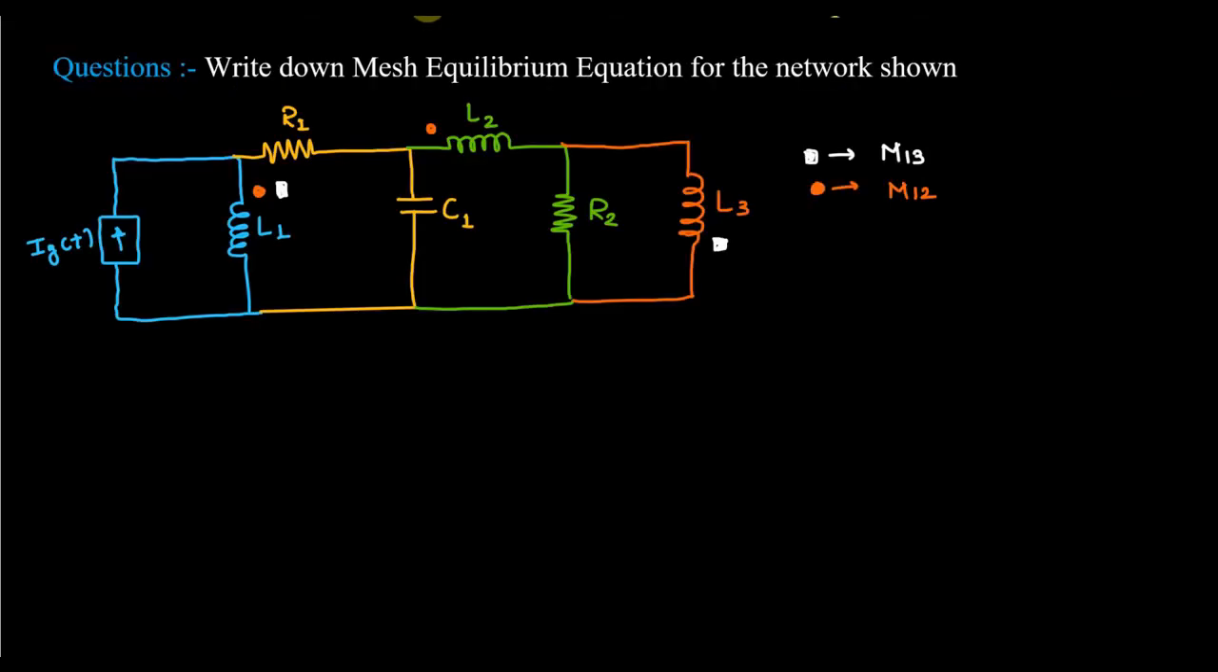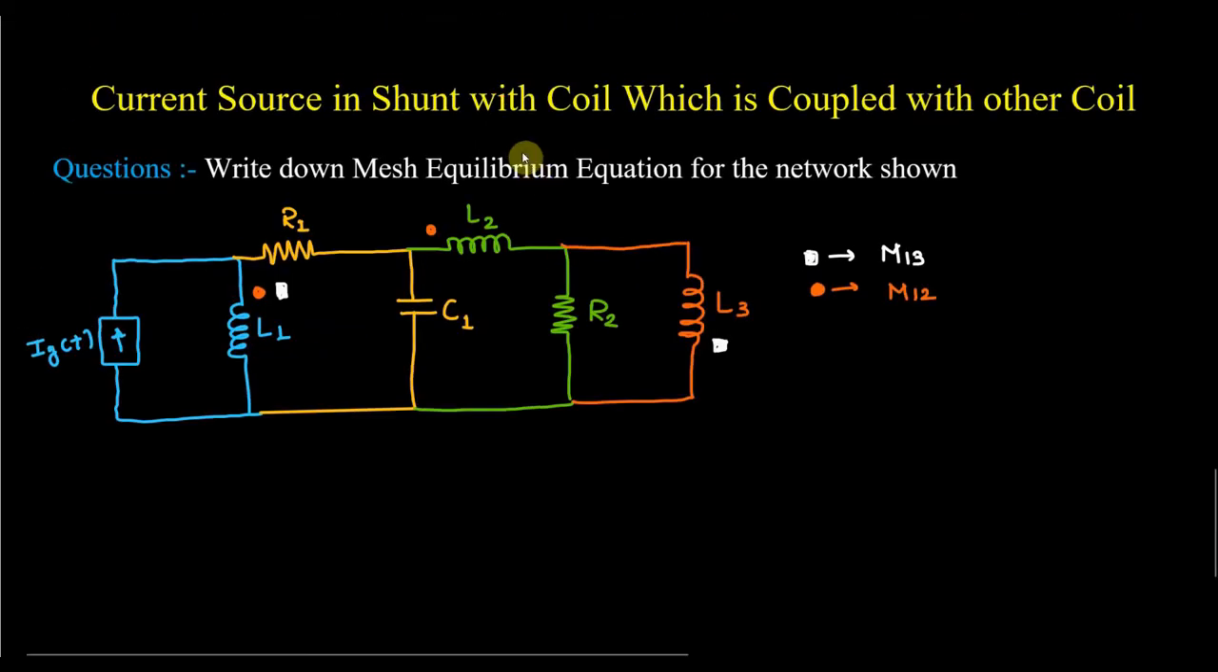The question they have asked is to write down the mesh equilibrium equation for the network shown. This type of network is given, and we are studying the topic of a current source in shunt with a coil which is coupled with the other coil. You can see here this is the current source. The value is Ig(t), and the arrow shows that this represents the current source.